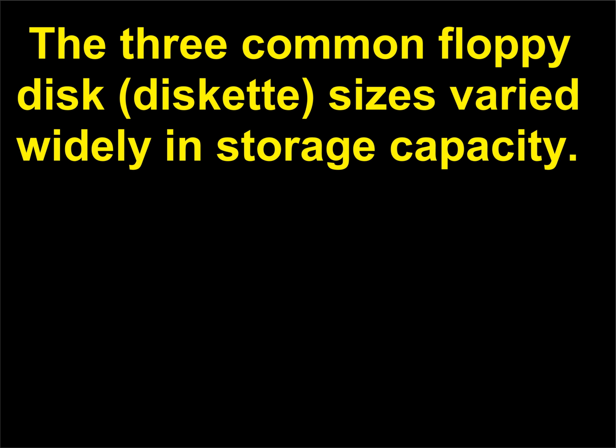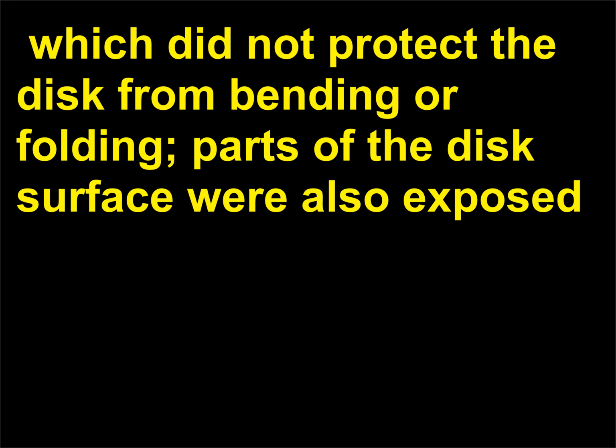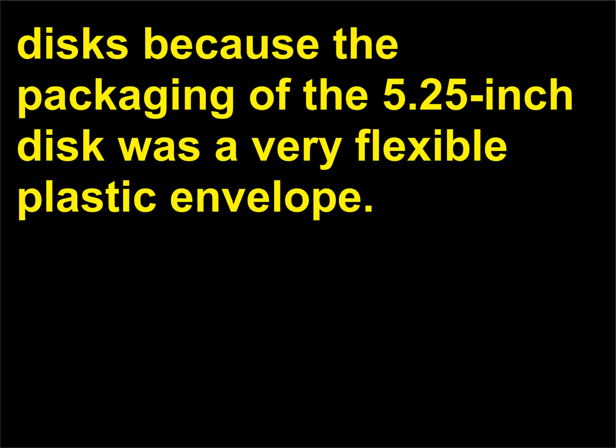The three common floppy diskette sizes varied widely in storage capacity. An 8-inch or 5.25-inch diskette was enclosed in a plastic protective envelope, which did not protect the disk from bending or folding. Parts of the disk surface were also exposed and could be contaminated by fingerprints or dust. These diskettes became known as floppy disks because the packaging of the 5.25-inch disk was a very flexible plastic envelope.